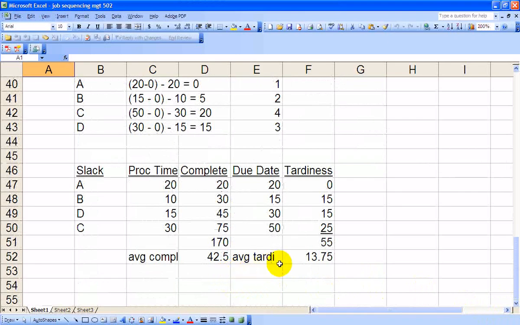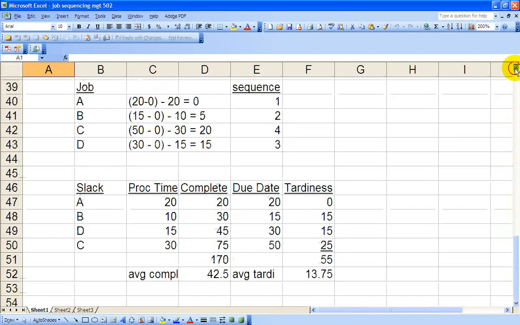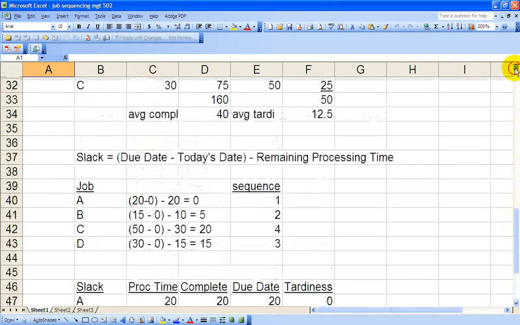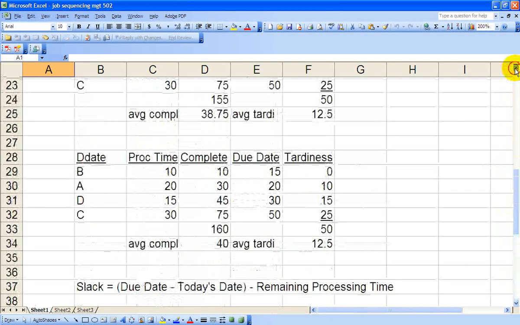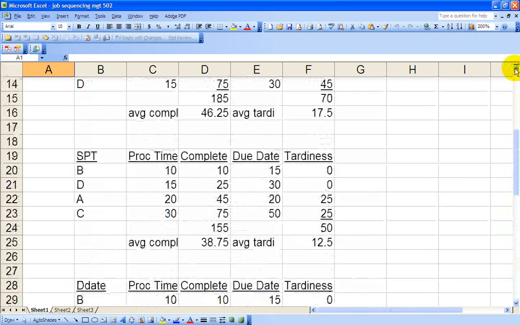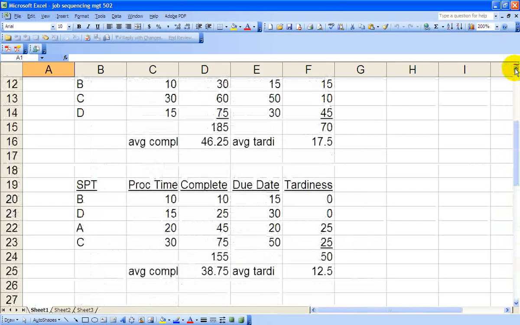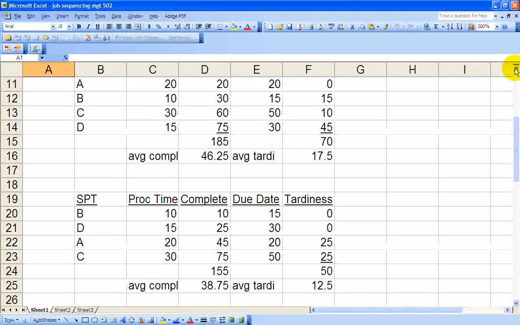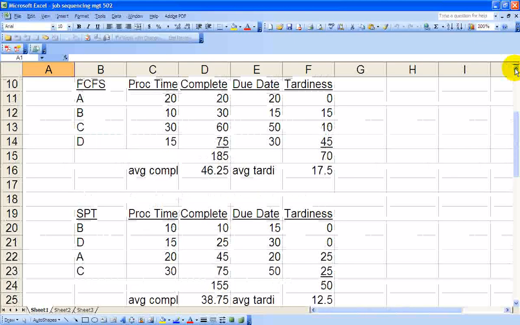So once again, we see that the best rule, when we compare the average completion time and the average tardiness, the one that has the lowest is the SPT rule, which had an average completion time of 38.75 and an average tardiness of 12.5. Of course, some jobs might have higher priority, some customers might have higher priority, and we would then reorder. But as a default, we probably want to use one of these rules.